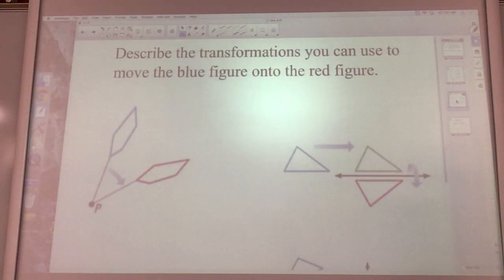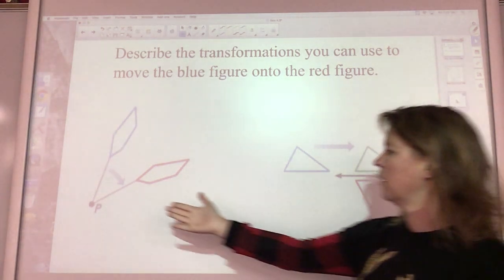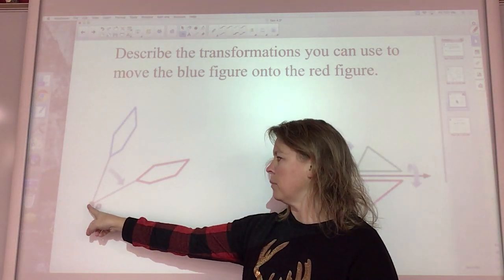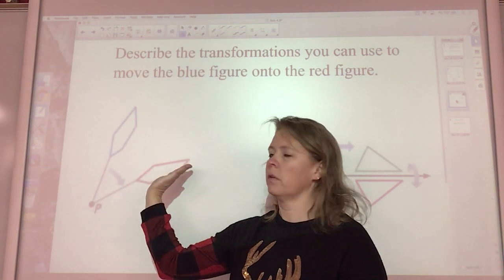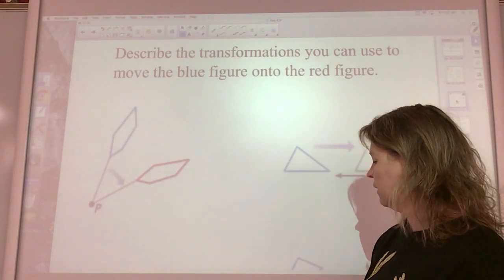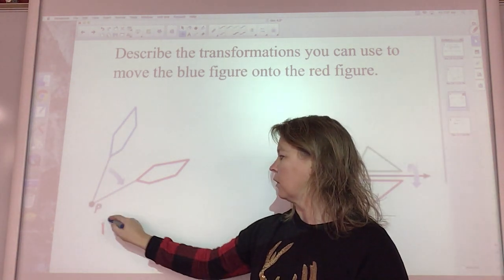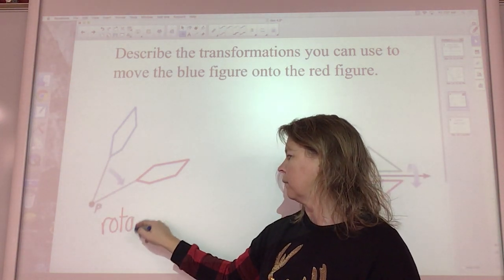You're going to be asked to describe the transformation you can use, starting with the blue figure onto the red figure. The arrows show it to you that way. This one makes it very obvious with the point P that it's tacked down right there. The blue figure is going to rotate onto the red figure. Therefore, it is called a rotation.